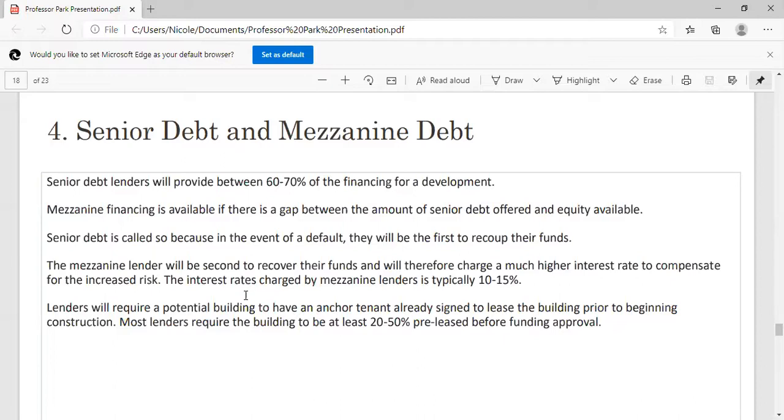And sometimes they have some terms that could be considered a little predatory. They could require in their financing that they can take control of the GP, which would be taking control of all the decision making in the development process if there's an event of default. So they could take over the entire development if they work with the senior debt for a very small amount of money. So you have to be really careful when you're working with mezzanine lenders.